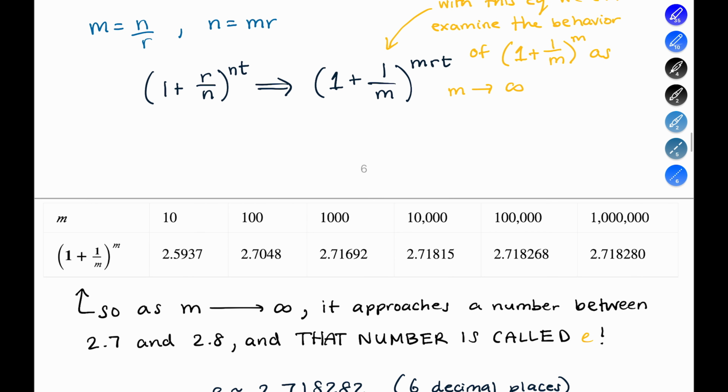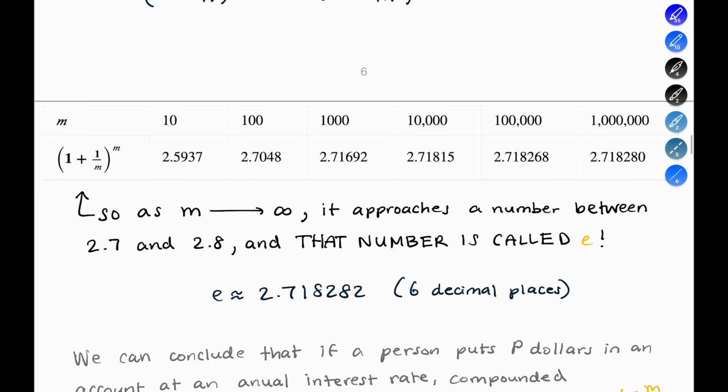So this is the variable and this is the function, and as we approach infinity, we're getting to a very high value. We can see that we are approaching a number between 2.7 and 2.8. So as m approaches infinity, it approaches a number between 2.7 and 2.8, and that number is called e. So e is approximately 2.718282.